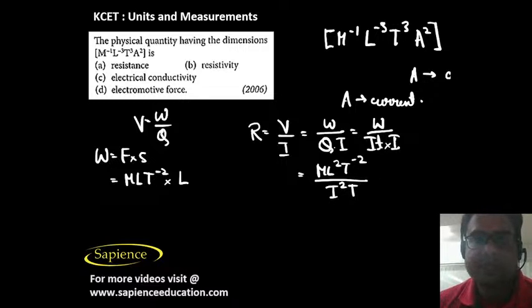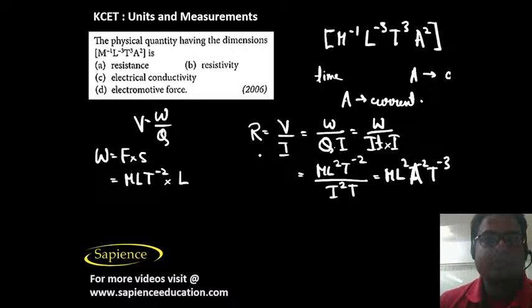T is the dimensional symbol of time interval, so that will be ML square I power minus 2, or you can say A power minus 2, into T power minus 3. So the first option is not correct.